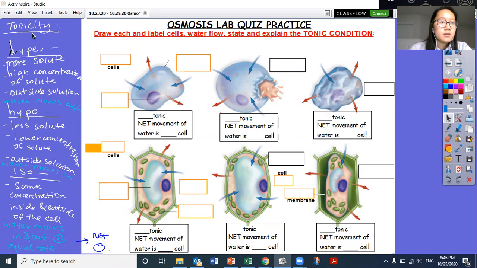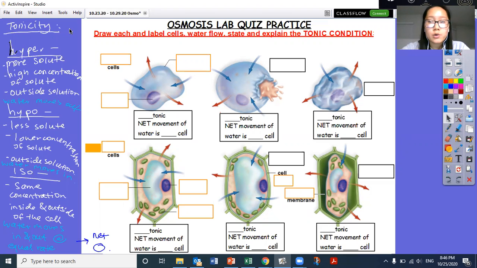So as you can see on this left side over here, for tonicity, there are three different descriptions of a solution surrounding a cell. The first one would be a hyper or hypertonic solution. That means inside of the solution surrounding the cell, there's more solute, whether that's salt or sugar. It's a saltier or more sugary solution on the outside of the cell compared to the inside of the cell.